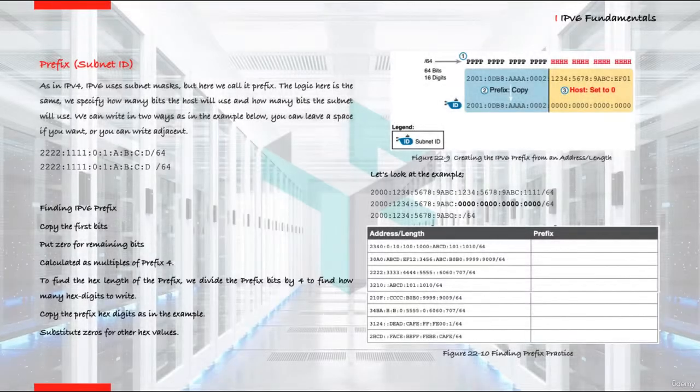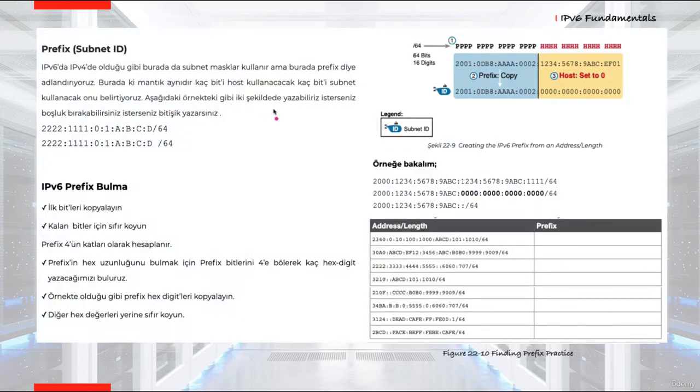Let's talk about prefix and subnet IDs on this page. In IP version 6 we use subnet IDs as in IPv4, but here we use the term prefix instead of subnet ID. As the example here shows, you can write prefix in 2 different ways, either in a contiguous way like this, or with a space. 64 here is our prefix, since each block has 16 bits, our first 4 blocks make it 64. 16, 16, 16, 16, so the first 4 blocks become our subnet ID.